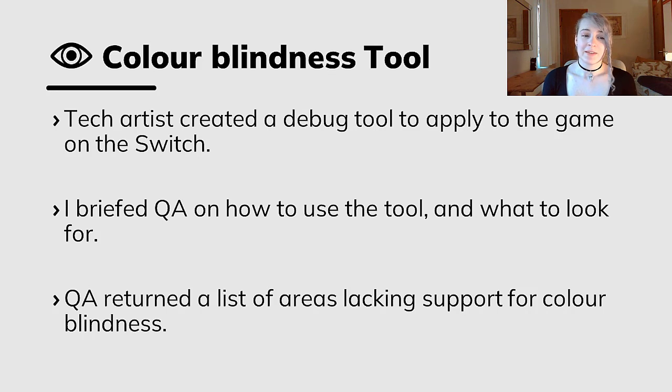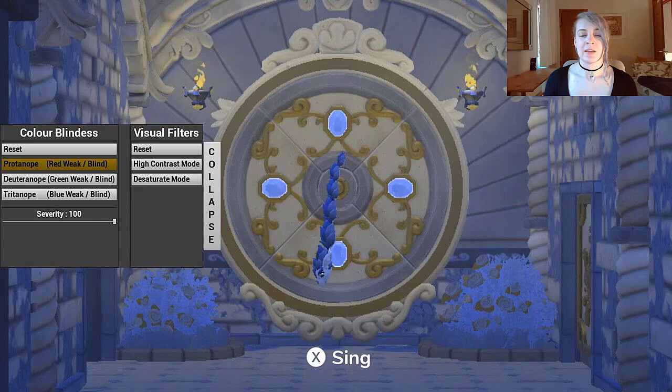So, colour blindness. Mentioned it before. It's one of the big four, and it was something that we had thought about while we'd been putting together art assets, but it hadn't been checked thoroughly. So we started looking at places where it may be an issue, and the tech artist actually created a debug tool for us to apply to the game, which we could also do on the Switch console, and we'd be able to preview what it would look like in different types of colour blindness. And this was really, really helpful because it was a tool that I could then brief QA on how to use and tell them what to look for.